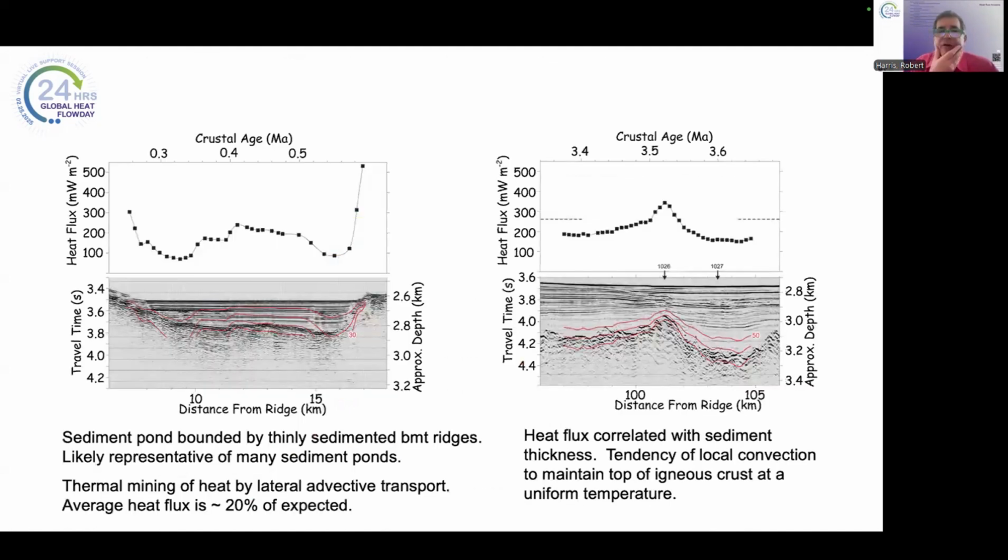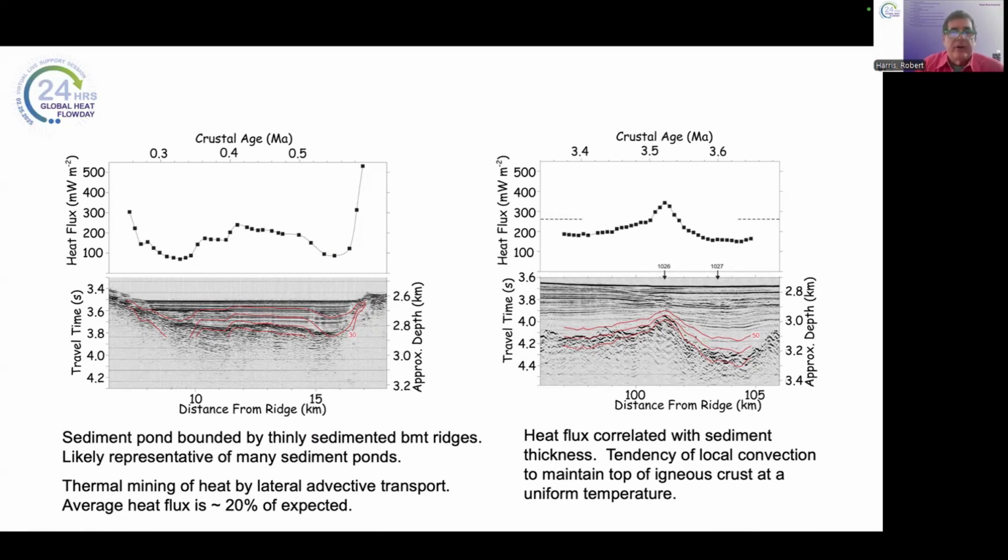Okay, and so here are just some examples from the Juan de Fuca ridge flank. So here we have the heat flux. This is the distance from the ridge. Here's a sediment pond. This is a seismic reflection record. Distance from the ridge again. Here's travel time and approximate depth. The red lines show the isotherms derived by assuming that there's no fluid flow through the very low permeability sediment.